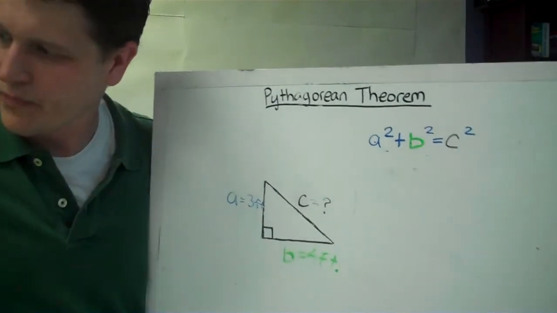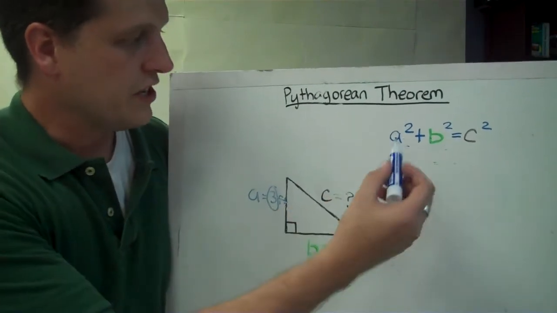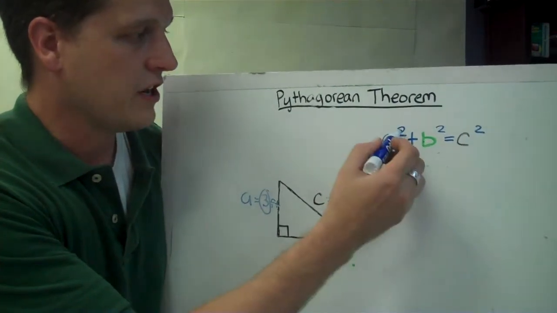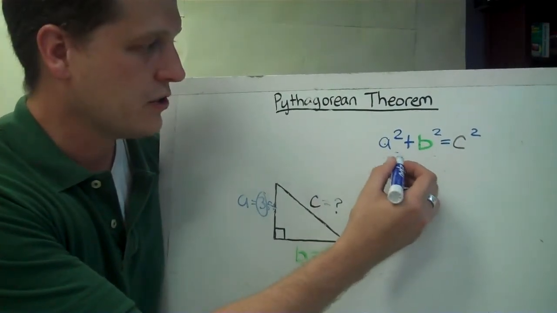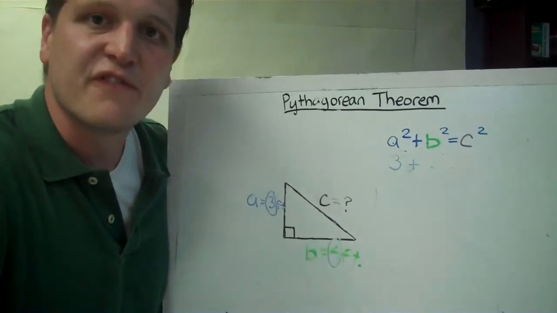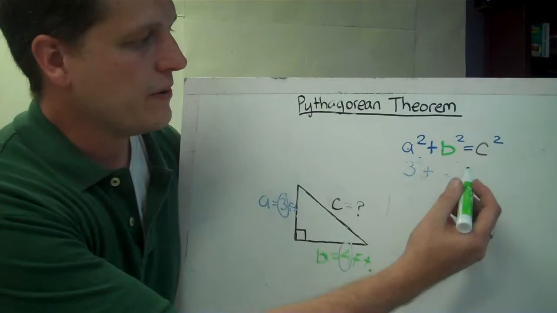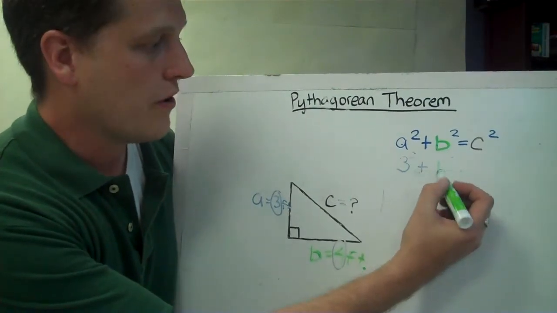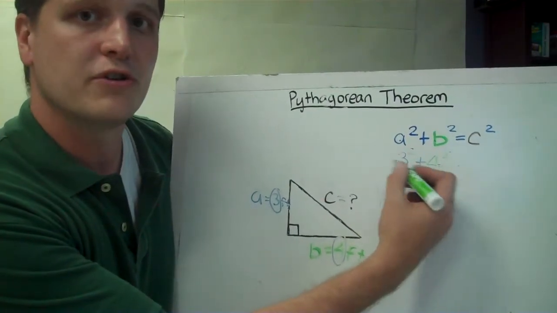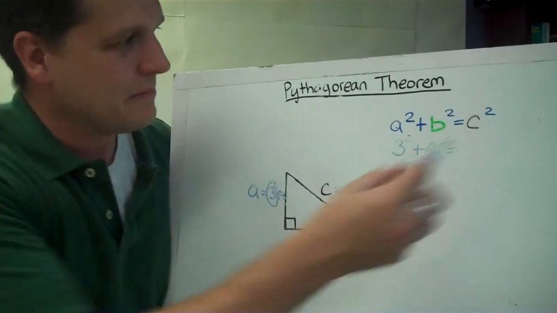So let's get started. We know that our side A is 3, so we're going to substitute a 3 for A in the equation, and we're going to square that number. So it's 3 squared, and then plus, our base side is 4 feet long. So instead of b squared, we're going to substitute the b with a 4 and square that number. The sum of these two numbers squared is going to equal our hypotenuse, or c squared.